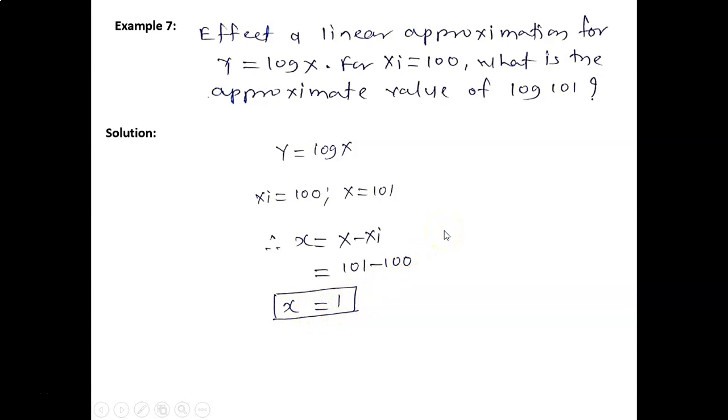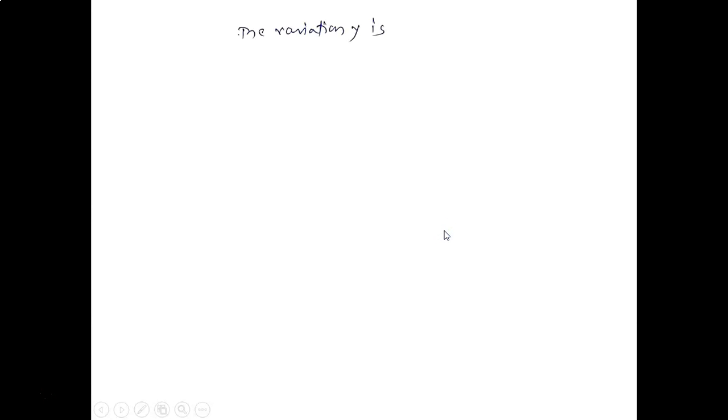Now, next, the variation small y. What is variation small y? Small y is equal to dou y by dou x at the point I into small x. Therefore, small y is equal to dou by dou x of log of x at the point I into small x.